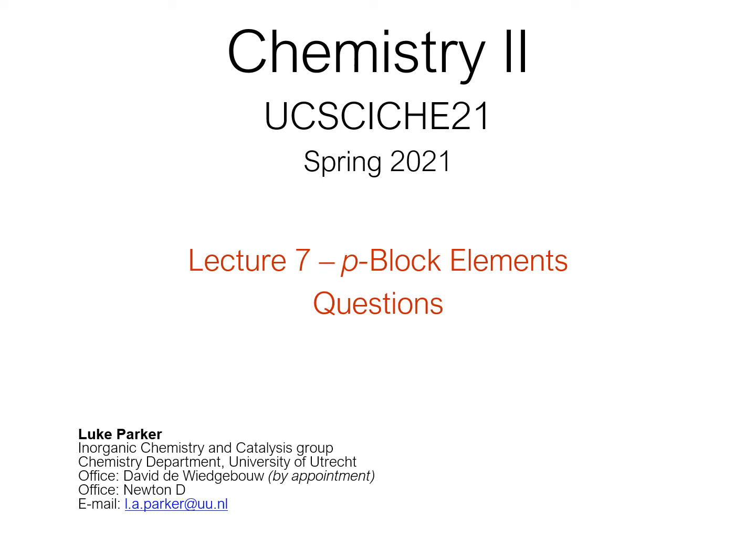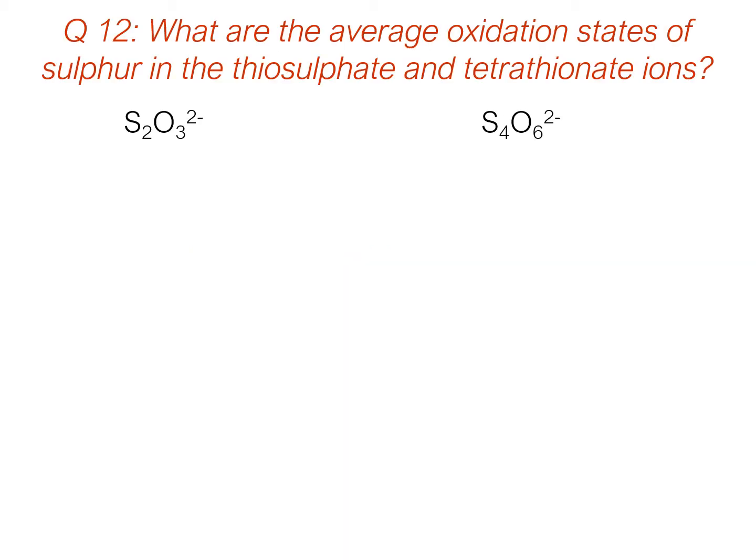Hey everyone, in this video I'm going to do some more worked questions on the P-block elements, and these are for lecture 7, so this is the second set of questions we've had on the P-block elements. So the first question of this second batch of questions is question 12, and we're asked here about the oxidation states, or average oxidation states of sulfur in two ions, so the thiosulfate ion and the tetrathionate ions.